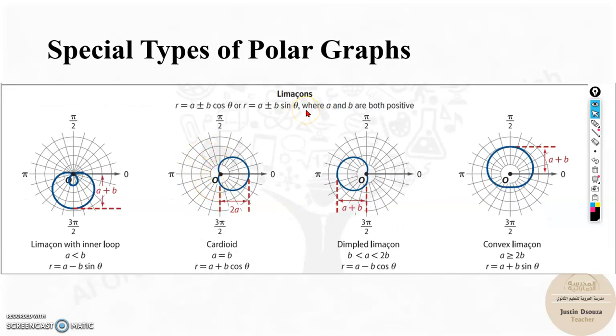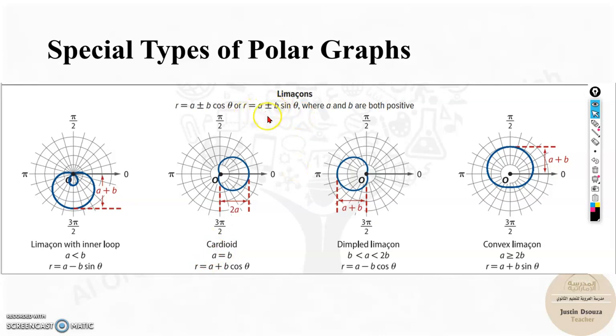In the same way, Limaçons. It's pronounced as Limaçon, with the C being an S. This is a C with a dash. Now over here there are four types of graphs, but one is also the cardioid. We have done problems based on this.